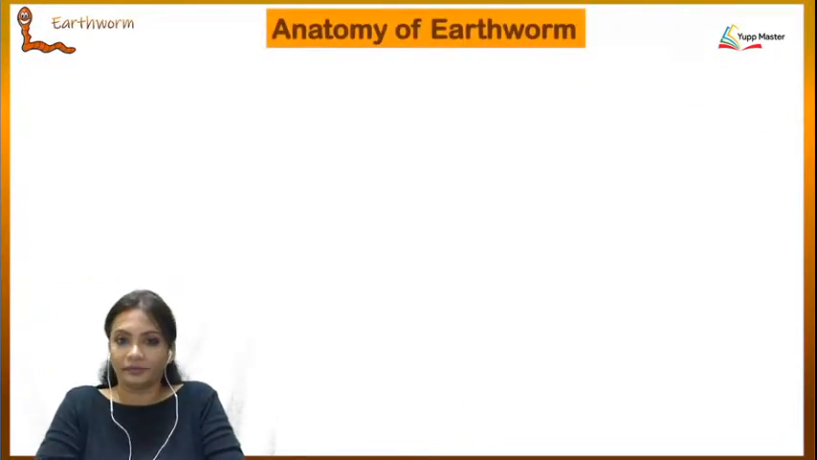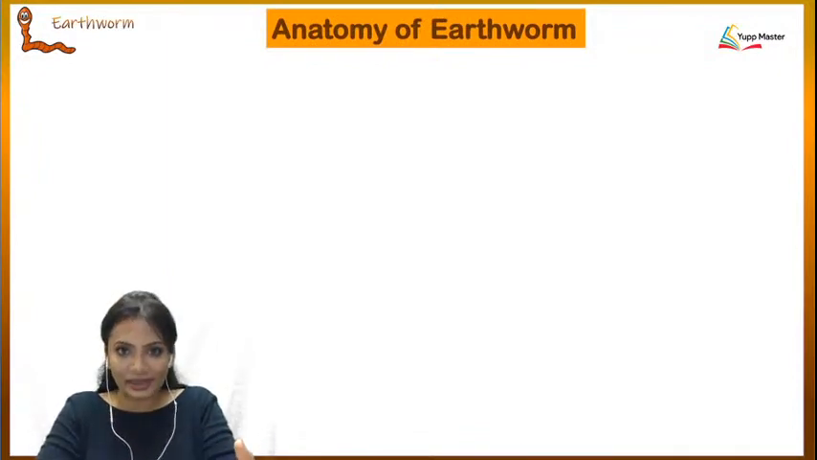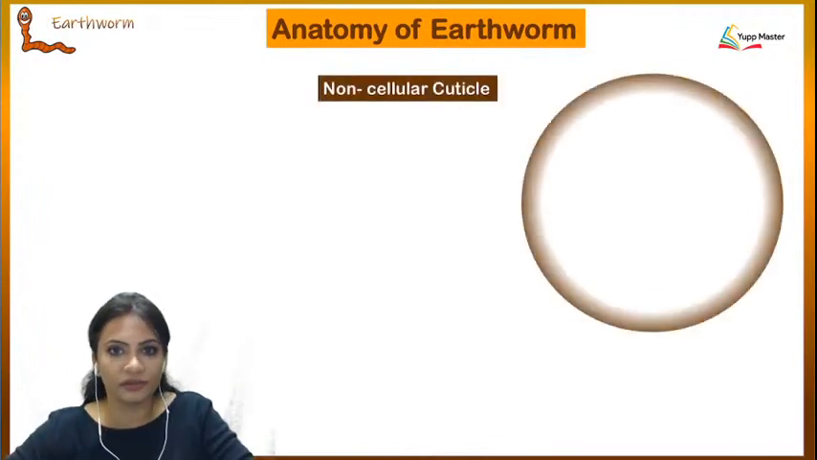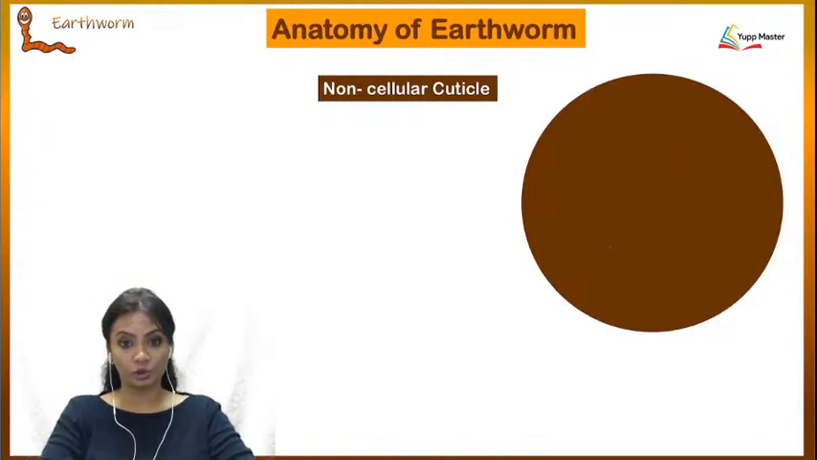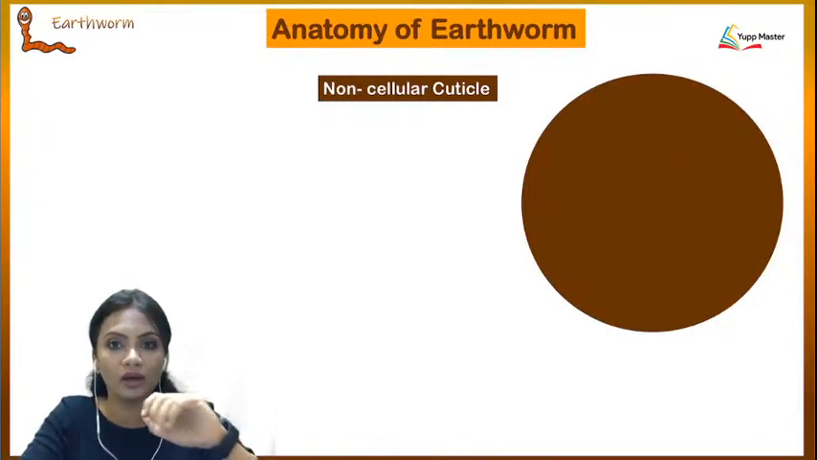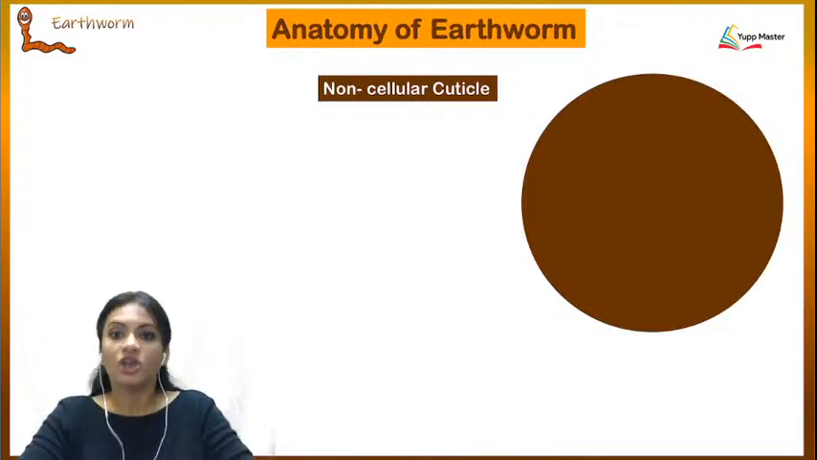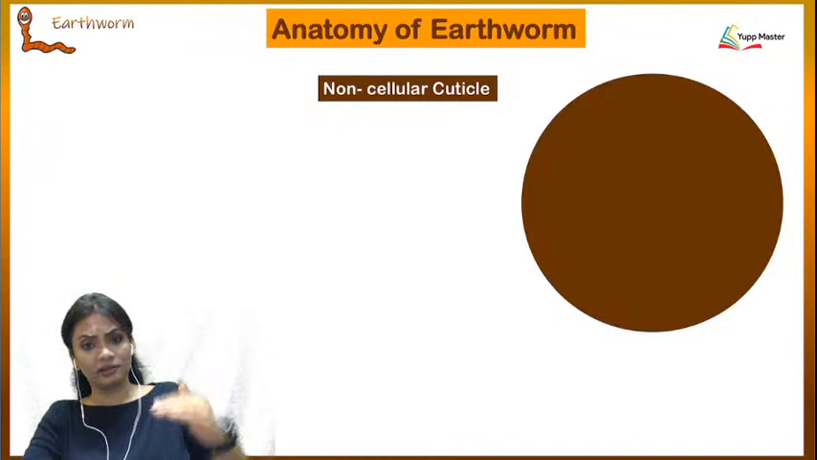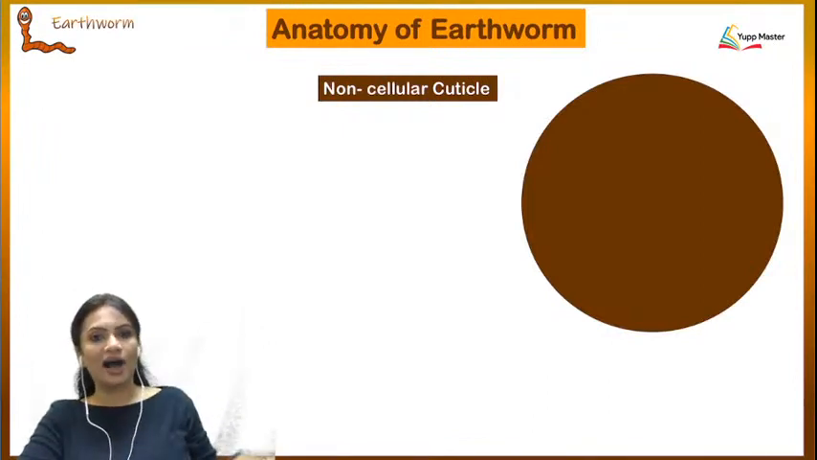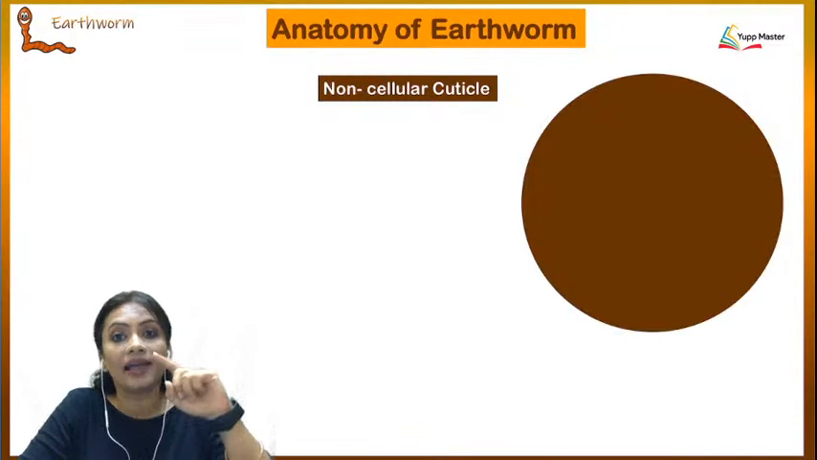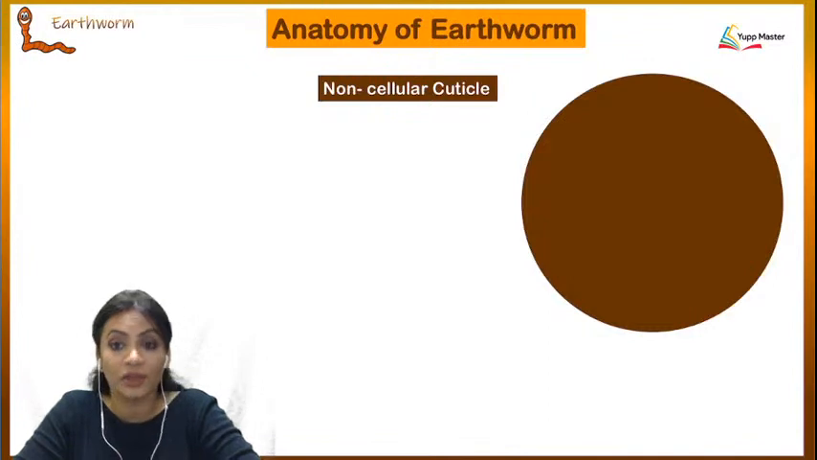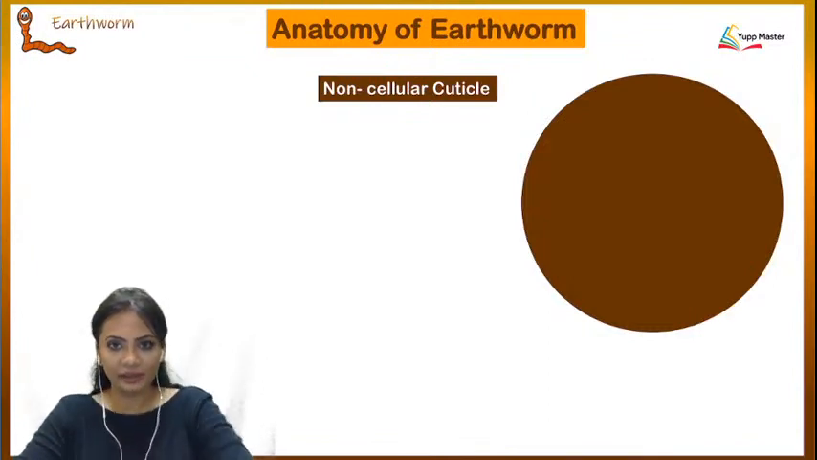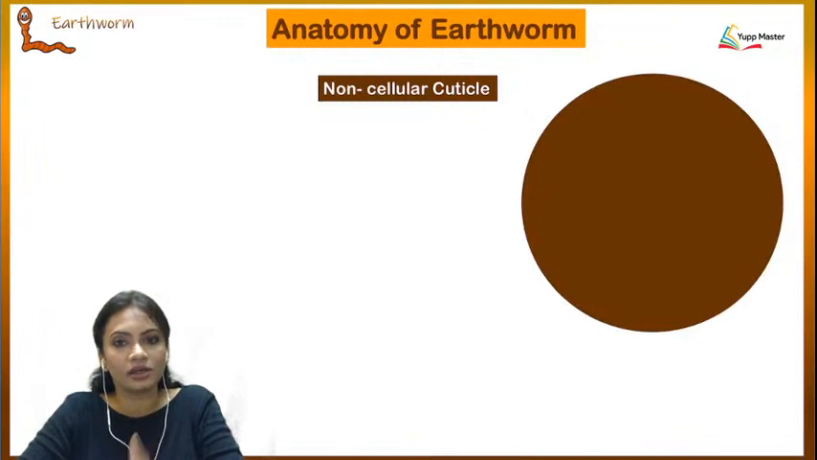Okay, all right. Now let us come forward and see how exactly the anatomy of this earthworm looks. When I talk about the anatomy of the earthworm, I basically want to show you how the body wall of this earthworm is formed. So let us first see the layers of the body wall. First of all, outermost, being an annelid, it has a cuticle, and this cuticle is a non-cellular cuticle. So the outermost layer, the first layer that I am drawing, is a non-cellular cuticle.